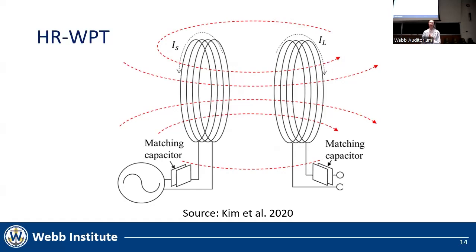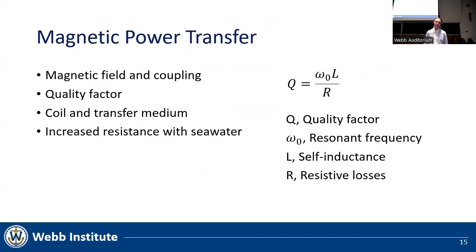HRWPT is a mid to far field technology using a low coupling factor, and namely using the matching capacitors on each side of the circuit to make a highly resonant system, thus the namesake. When in resonance, this technology becomes quite effective for AUV applications in comparison to IWPT. With that in mind, let's go over some of the details.